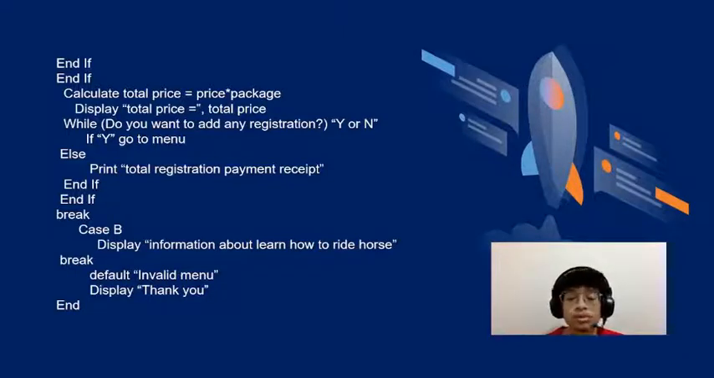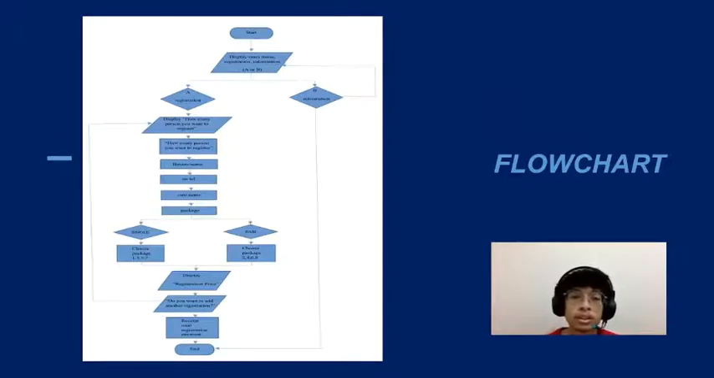That is for the pseudocode. For the flowchart, this might be very easy, you can see, and the flow is nice. Okay, first for the flowchart we start. After that, display main menu, registration information A or B. The customer must choose whether they want A or B. A is for registration and B is for information.